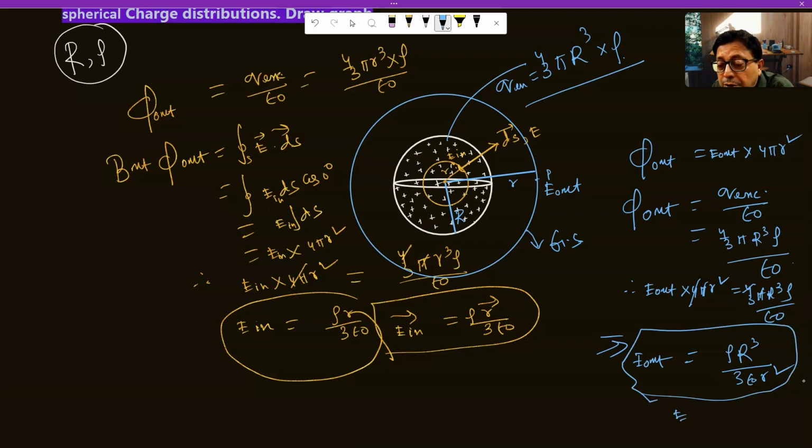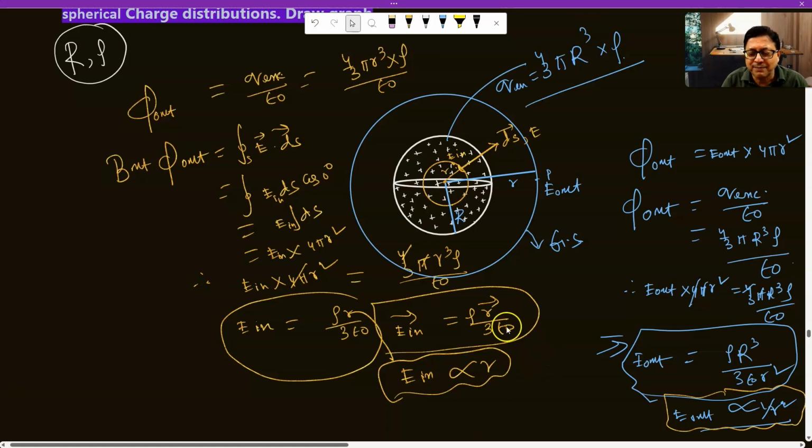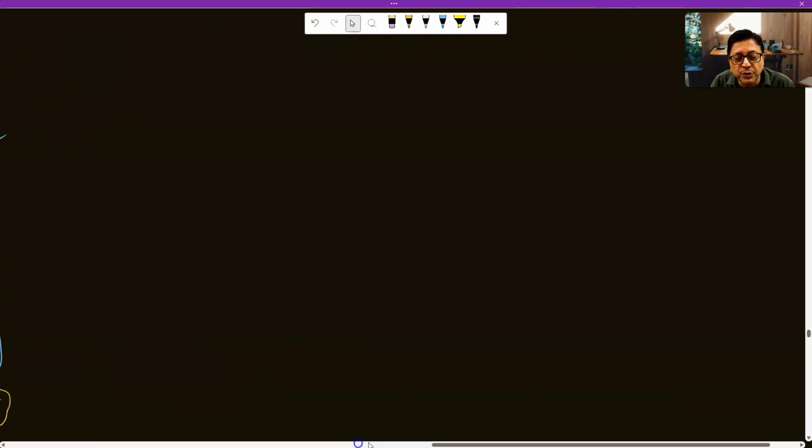See, E out is proportional to 1 by r square, isn't it? But what about E in? You got it proportional to r. So this is going to be a straight line. This graph we did in electric field and many other places. Outside, it falls rapidly compared to that proportional to 1 by r.